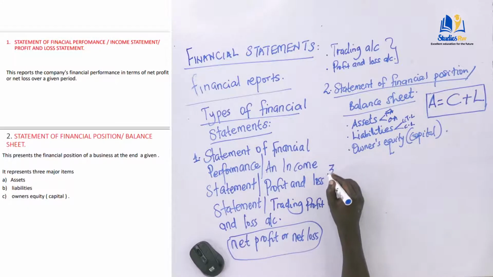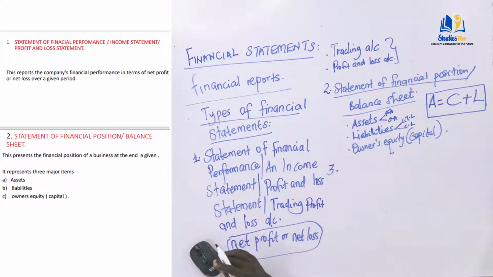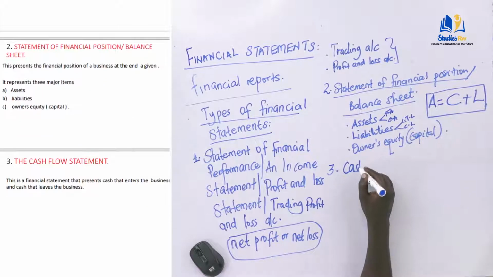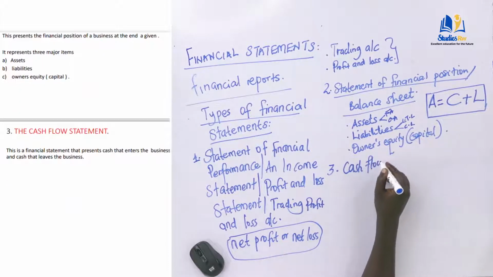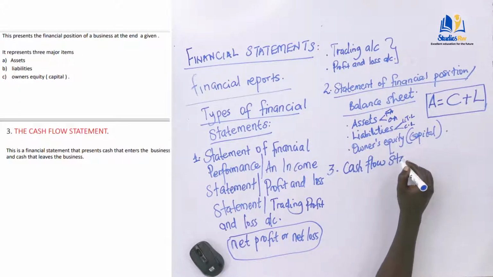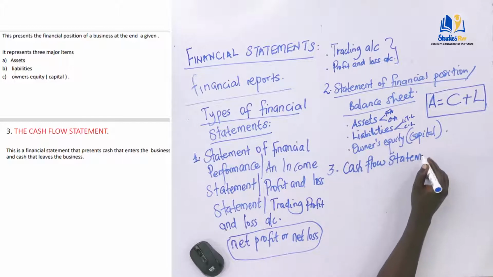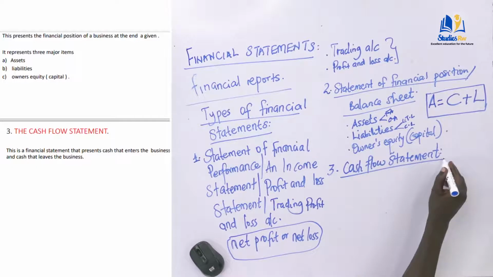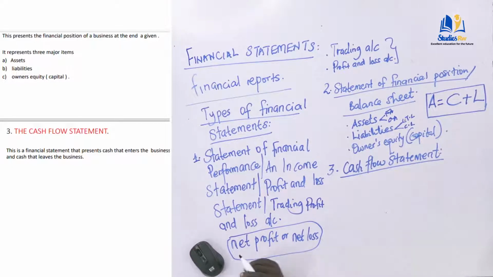Then we have financial statement number 3, which is the cash flow statement. So what is a cash flow statement? What does this one deal with?